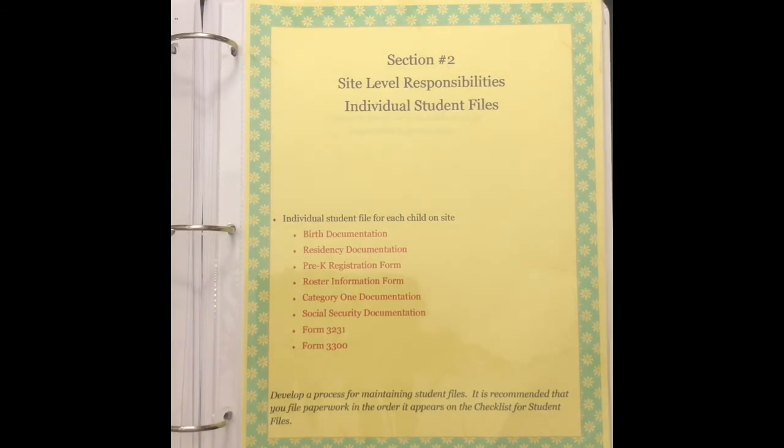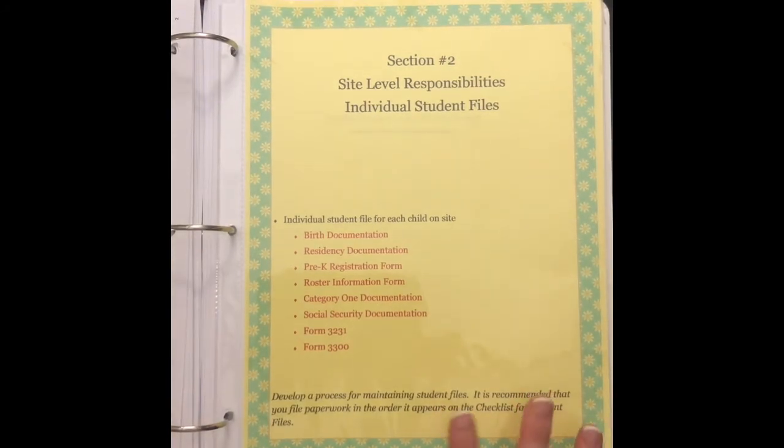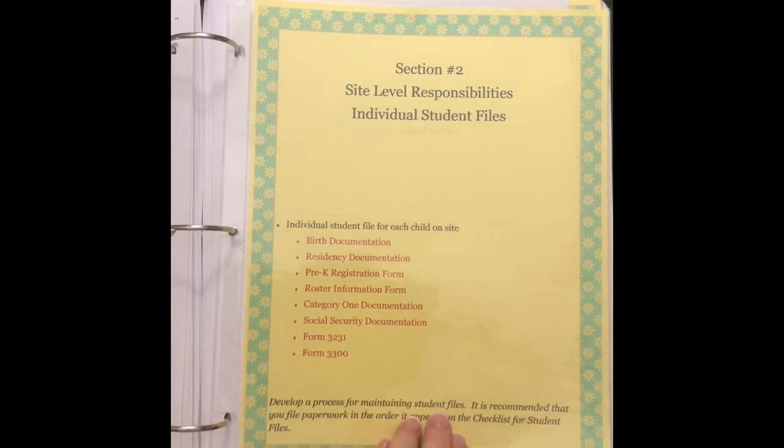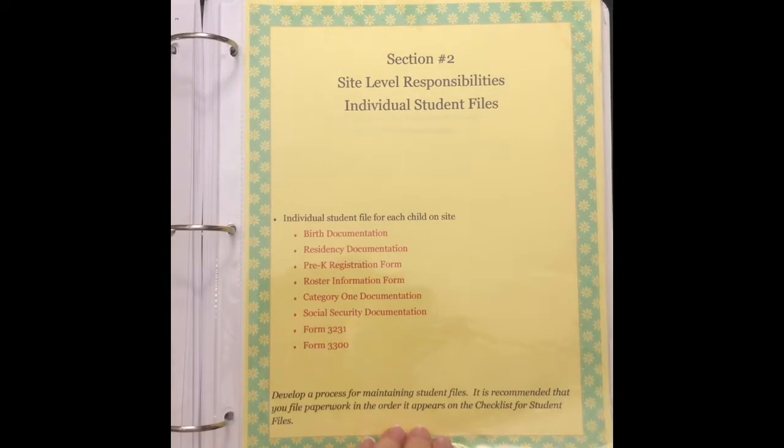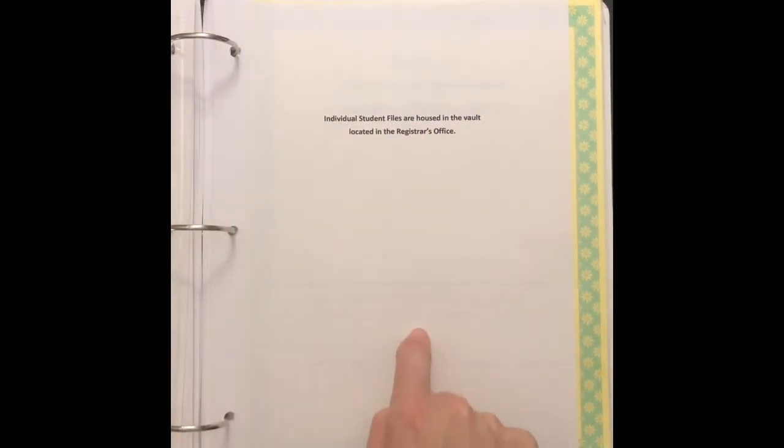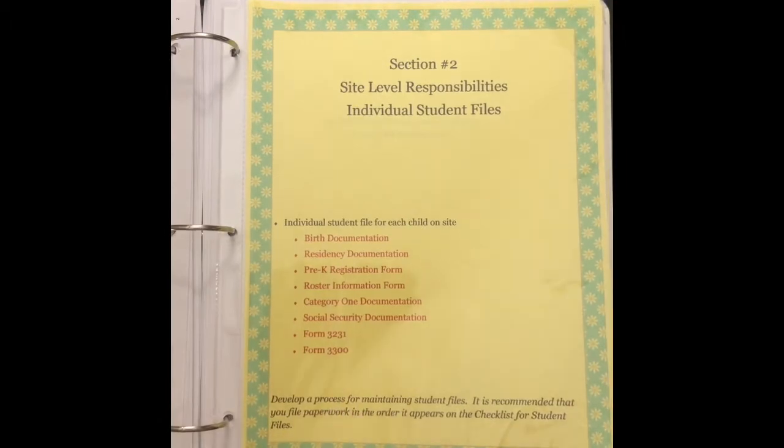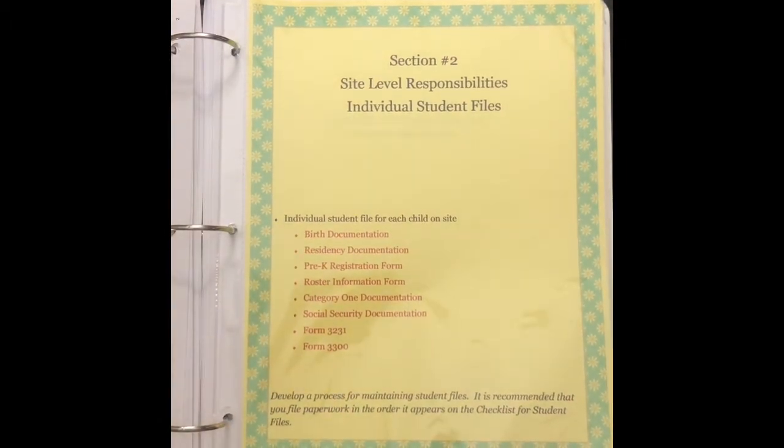This next section says that each individual student will have a file on site. Most of the time, the student files are not kept here in this section of the notebook. They might be kept in a different notebook, or maybe they're kept in the vault in the main office of your school. But what you could do here is put a document that says individual student files are housed, and then tell where they are located. For this sample, I've said that they're housed in the vault located in the registrar's office, and this would suffice for showing that you have student files for each child, and they're on site, they're just not located here inside this notebook.